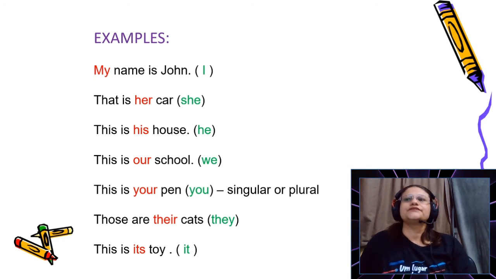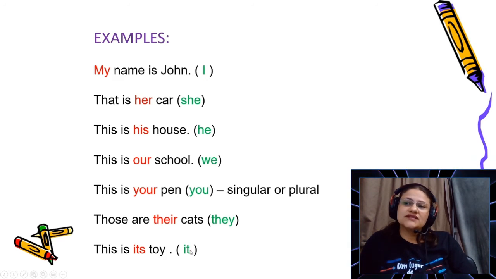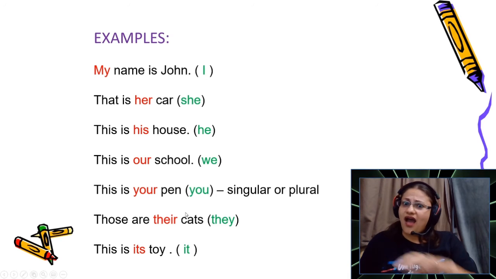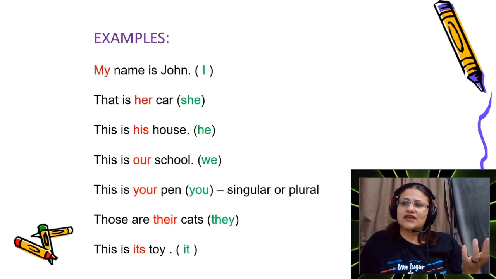We. This is your pen. You. Here we have singular or plural. It's the same. Your. Those are their cats. This cat here belongs to them. They. And this is its toy. It. For example, these cats have a lot of toys. So this is its toy.